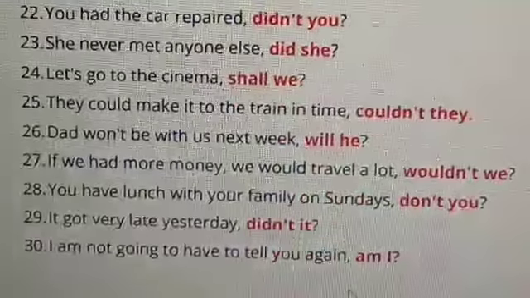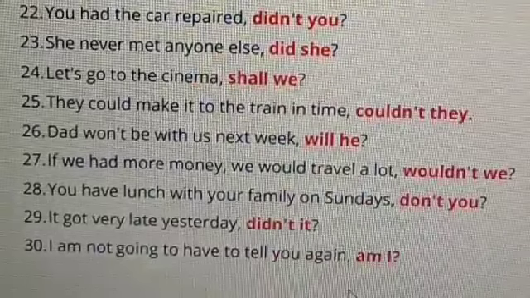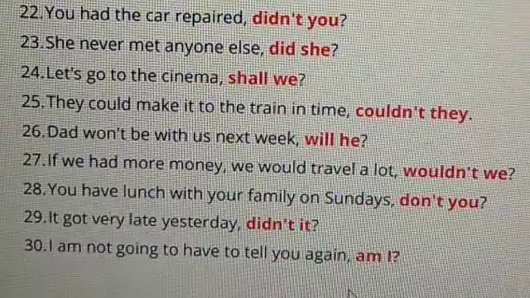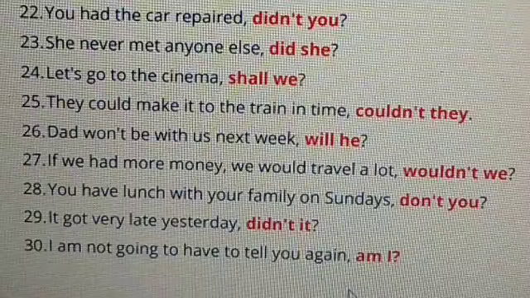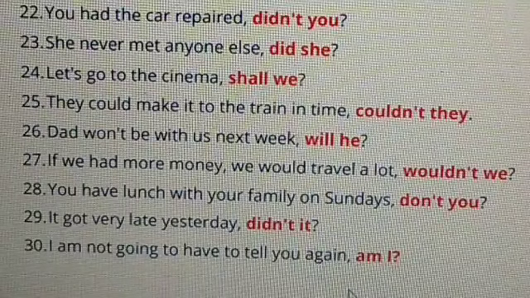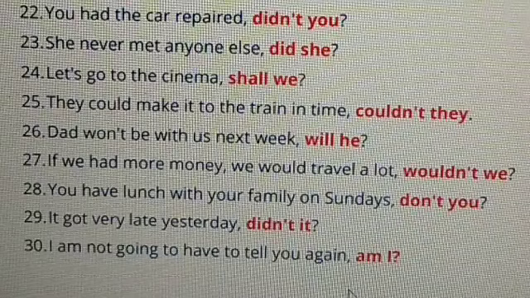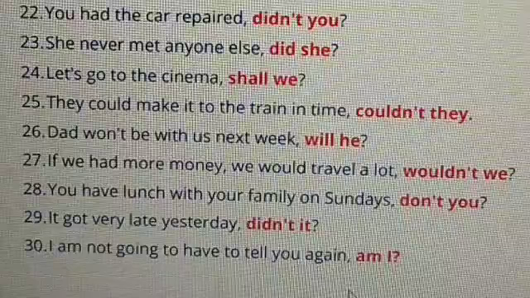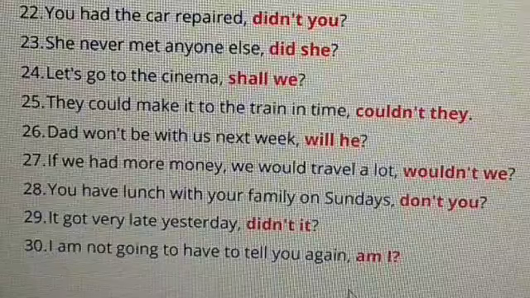Couldn't they? 26th, you see, Dad won't be with us next week. Will he? 27th, if we had more time, we would travel a lot. So, wouldn't we? Because this main clause is we would travel a lot. So, we are using wouldn't we.